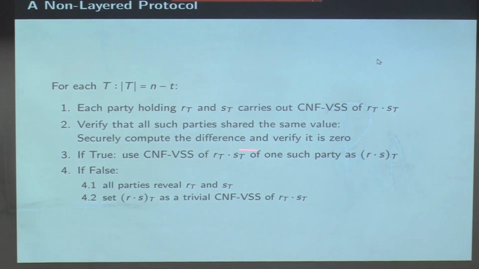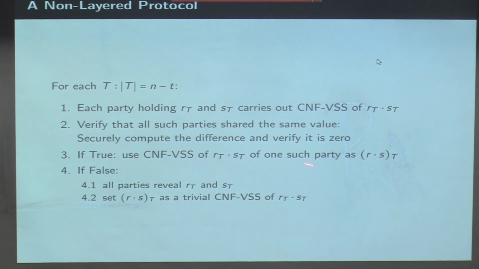After this, we will somehow check whether all these RT prime, all these purported secret sharings of RT times ST prime, are equal without revealing the RT times ST itself. This is not hard to do. You can do an MPC between every pair and check if the result turns out to be 0. So this doesn't reveal RT times ST itself, it just reveals that RT times ST prime held by one party and the other party are equal. That's all this is going to reveal.